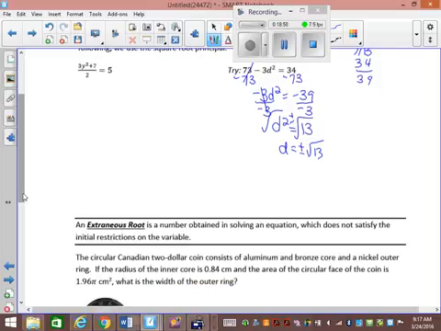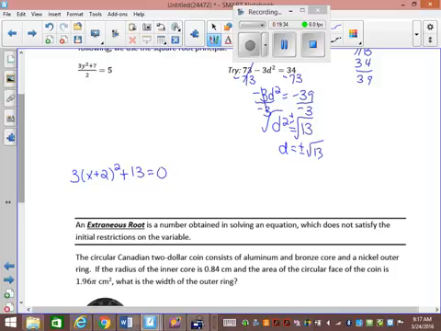Now this one here, an extraneous root is a number obtained in solving an equation which does not satisfy the initial restriction. The catch with any of these is you are taking the square root of a number, correct? Every single time when you're completing the square at some point, you're rooting so that you can get rid of that squared. If you square root a negative number, so say I had it like this, and just pretend this is where we were. So say I had 3x plus 2 squared plus 13 equals 0, let's say. Say I was at that point, okay?